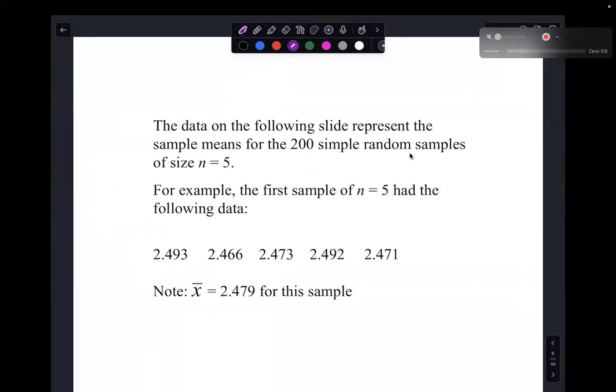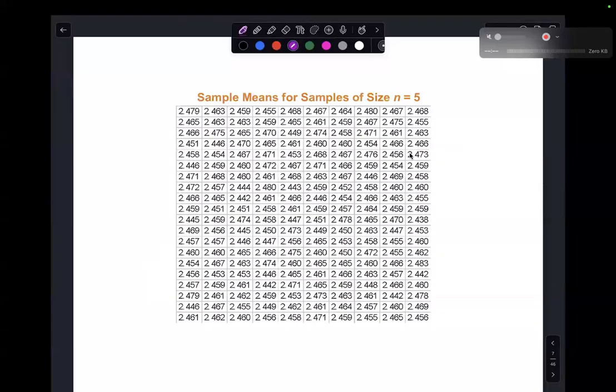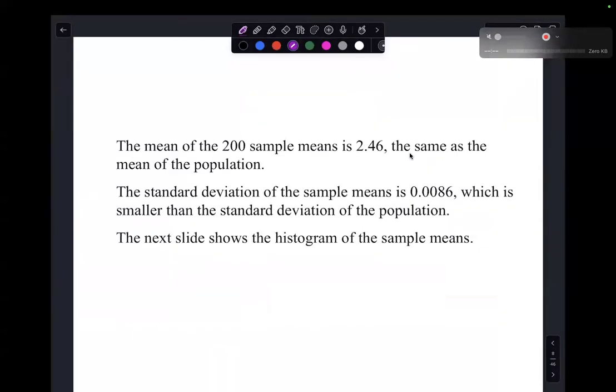All right, so for example, this would be one of my samples. This is a sample of 5 pennies, and I found the average of that sample, and I got 2.479. I did this 200 times. Here's my lovely new data. Each one of these data values is the average weight of a sample of 5, and there are 200 of these because I took 200 samples. All right, we're going to do some graphs here in a minute.